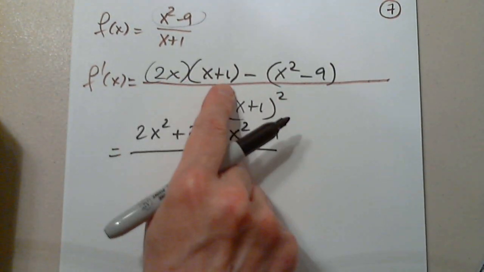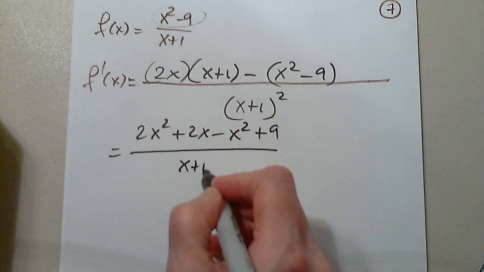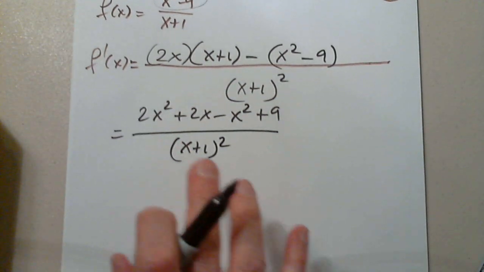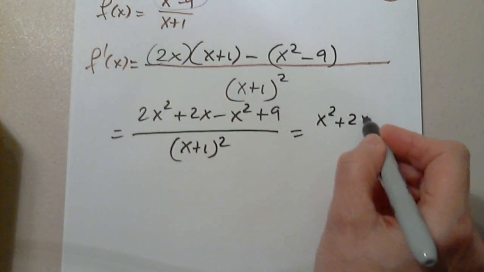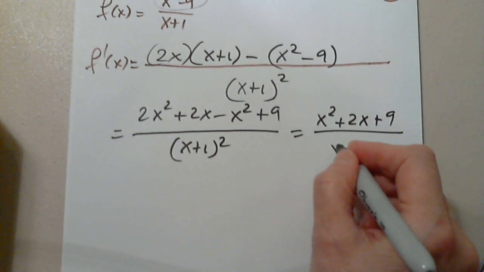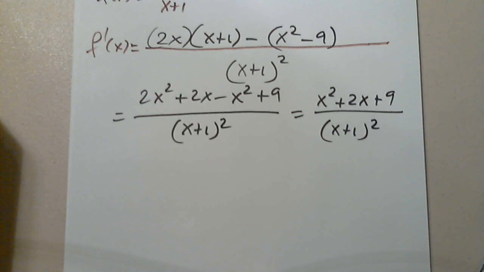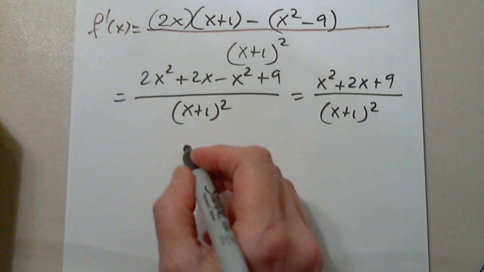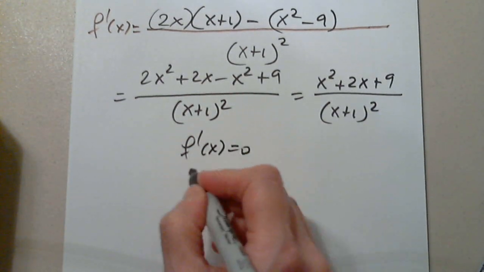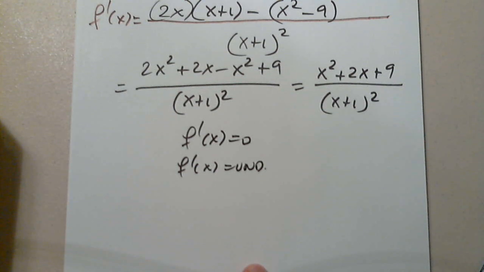2x squared plus 2x minus x squared, but plus 9 over (x plus 1) squared. 2x squared minus x squared is x squared, plus 2x plus 9, over (x plus 1) squared. I have the first derivative. Awesome. Now, f prime of x is 0 or f prime of x is undefined. I need the critical numbers.